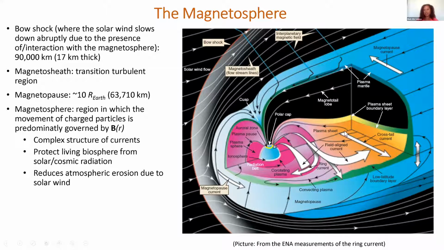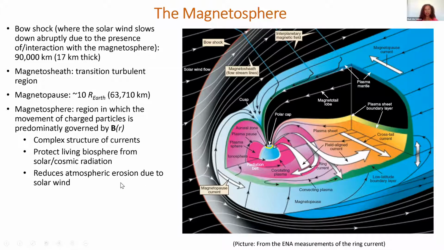You can see some of them here, a cross-tail current. You can see field-aligned currents. You can see the magnetopause current. And it has a very important function for living organisms on the surface of the planet, because it protects the biosphere from direct interaction with the solar and cosmic radiation. Some of it gets in via the cusps here, the regions where the field lines point toward the ground, but it strongly reduces the penetration of the solar wind.